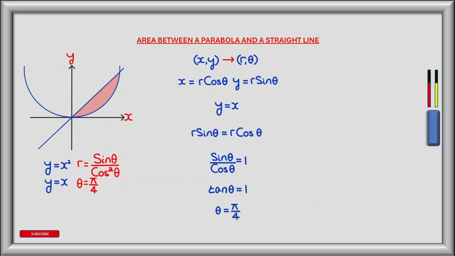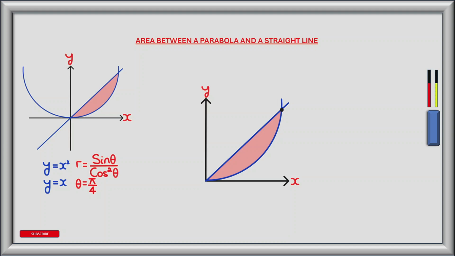Now that we've made the conversion from Cartesian to polar coordinates, let's look at the behavior of the radial distance r as we use it to compute the region shown in red. As r rotates in a counterclockwise direction from theta equals 0 to theta equals pi by 4 radians, theta being the angle r makes with the x-axis, the radial distance from the origin is determined by the parabola. When the parabola intersects with the straight line at theta equals pi by 4 radians, the area is complete.